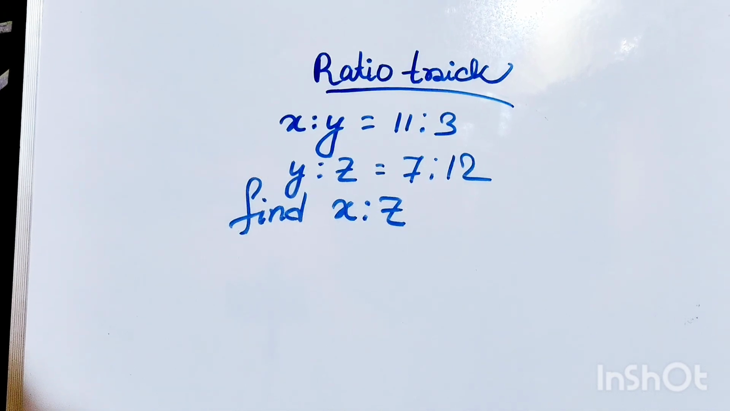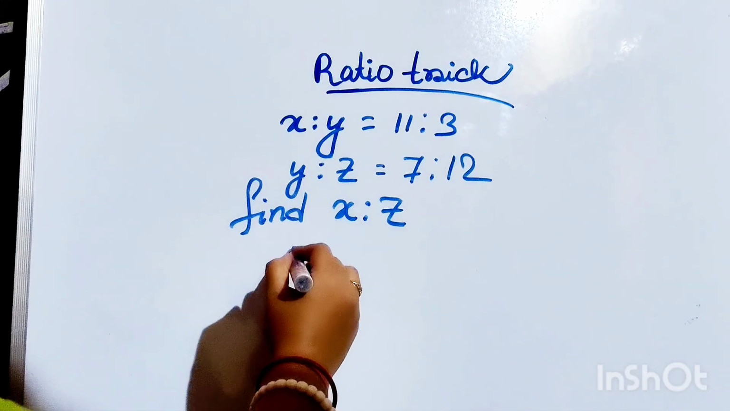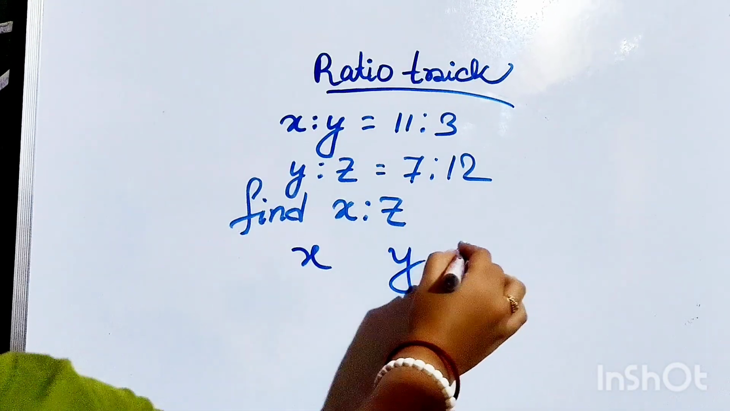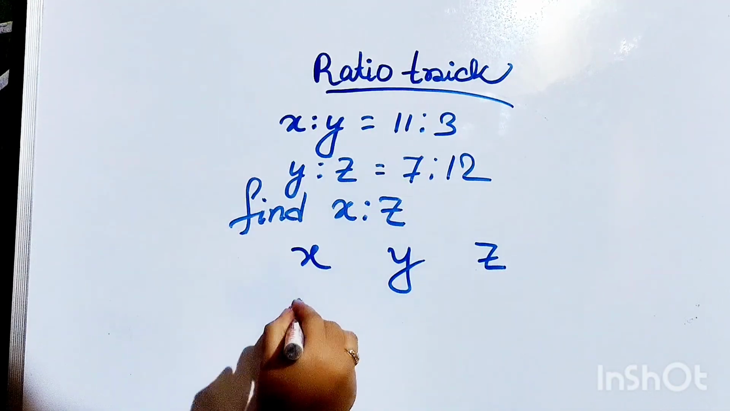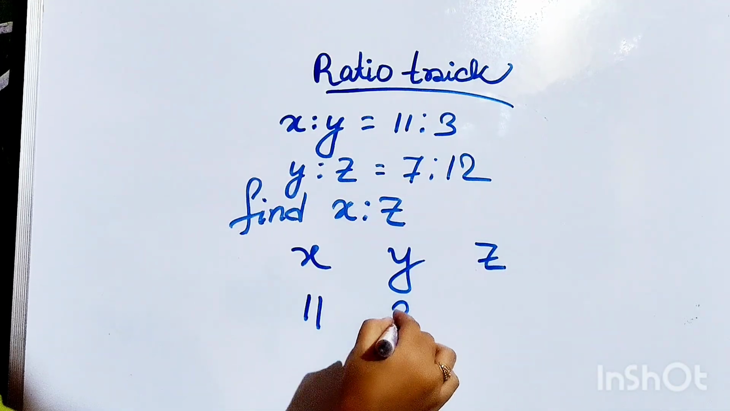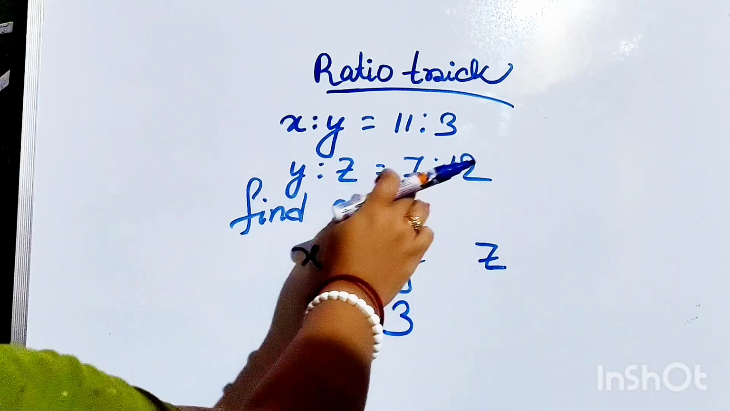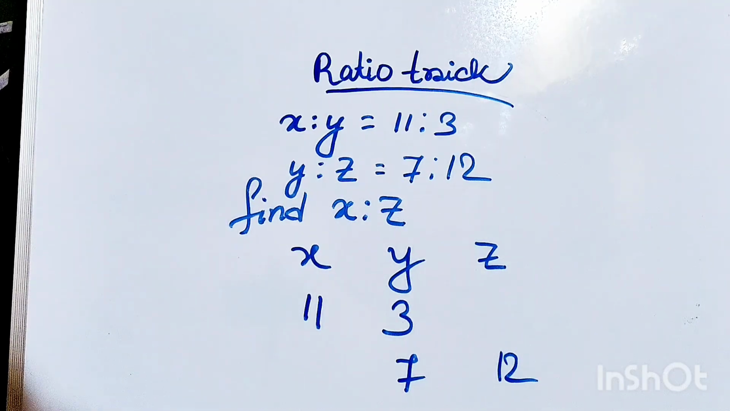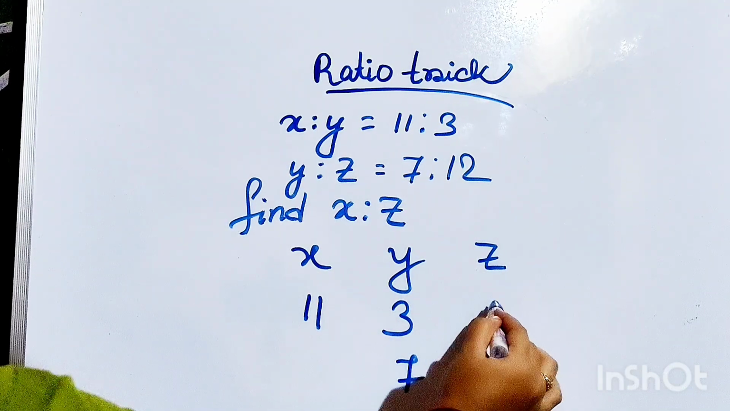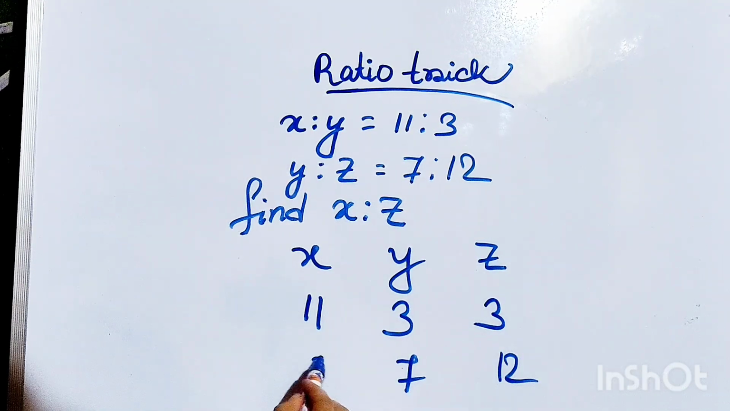Now I am going to the second question. Suppose X is to Y equals 11 is to 3. Y is to Z equals 7 is to 12. Now you have to find X is to Z. So now I am writing X, Y, Z. Now fill up all the places. At the place of X write 11, at the place of Y write 3. In the second row at the place of Y write 7 and at the place of Z write 12.